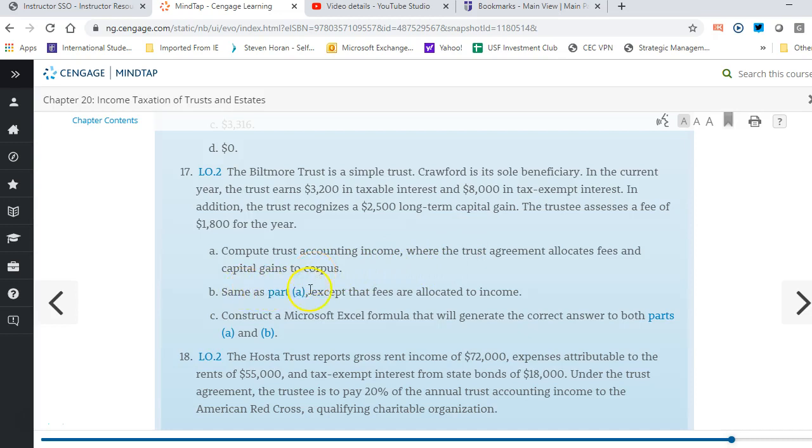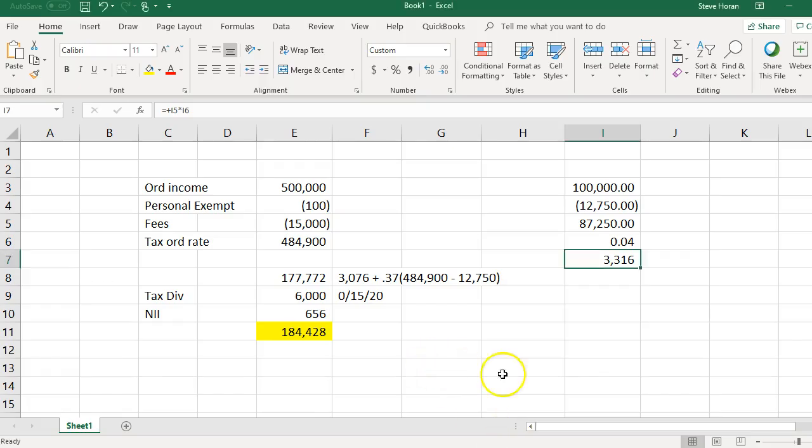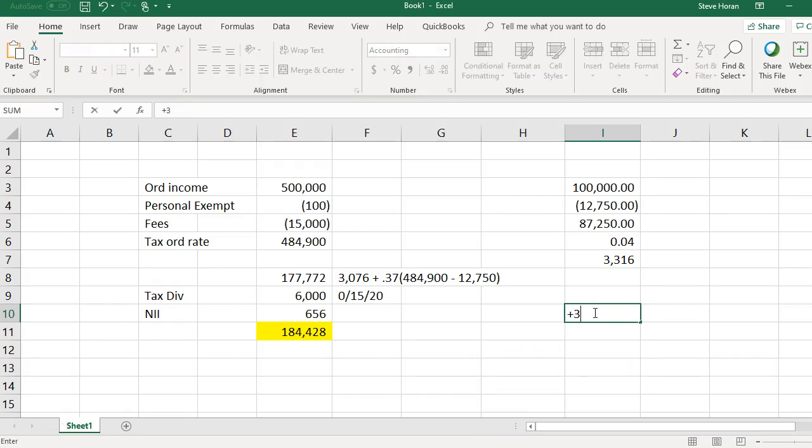And then same thing for B, except that it allocates it to income. So it's really straightforward. When you see a question like this, you know it's pretty easy. So for part A, all you're doing is saying my income is the two components, which is $3,200 plus the $8,000. Okay, that's it. And so for part A, my interest income and my trust accounting income are both $11,200.